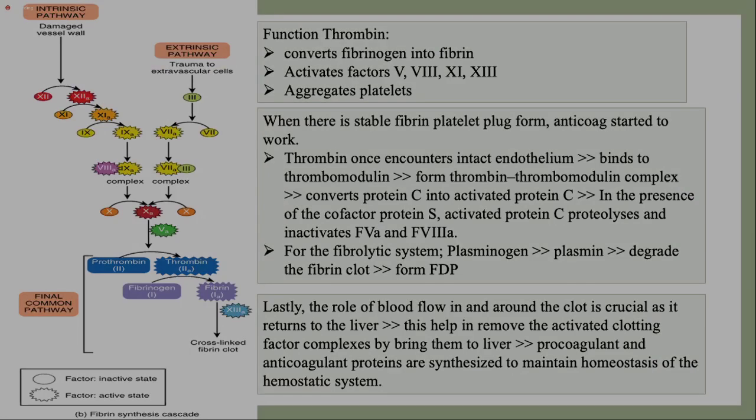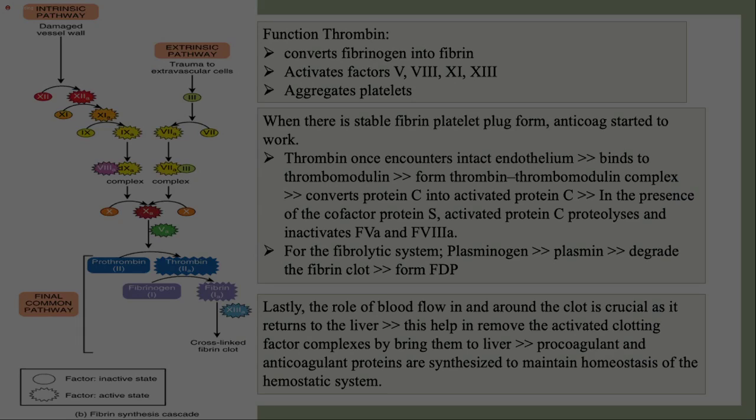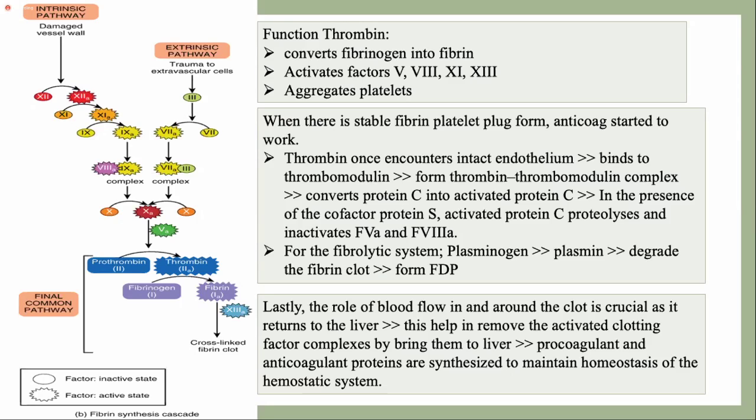Okay. Lastly, when they detect that the stable plug has already formed, the fibrinolytic system will start to play its role. Plasminogen will be converted into plasmin and degrade the fibrin clot, which produces fibrin degradation products. Okay, lastly, the role of blood flow around the site of injury is also crucial, as the blood flow will bring all the blood back to the liver. This circulation will help to remove the complexes that have already been activated back to the liver to be degraded. And then the new procoagulants and anticoagulants will be synthesized to maintain hemostasis.